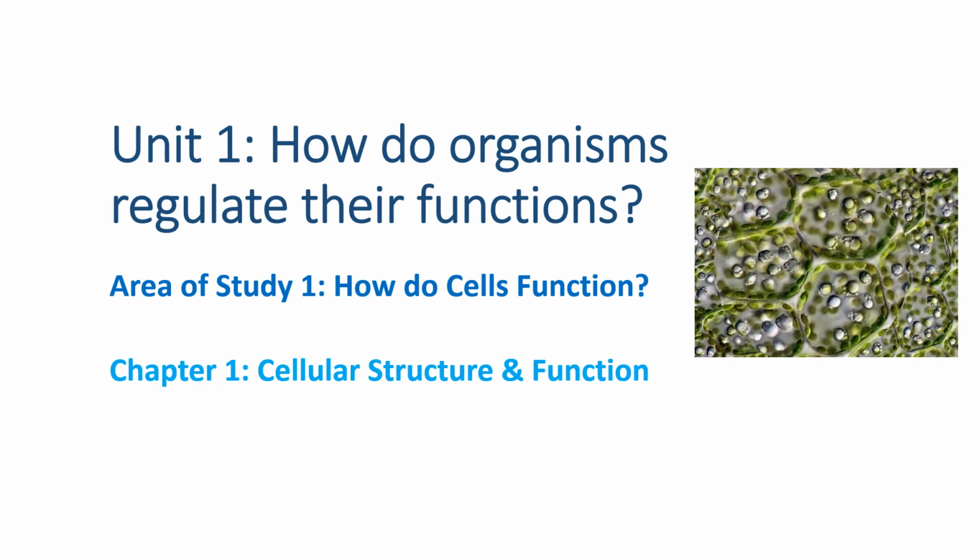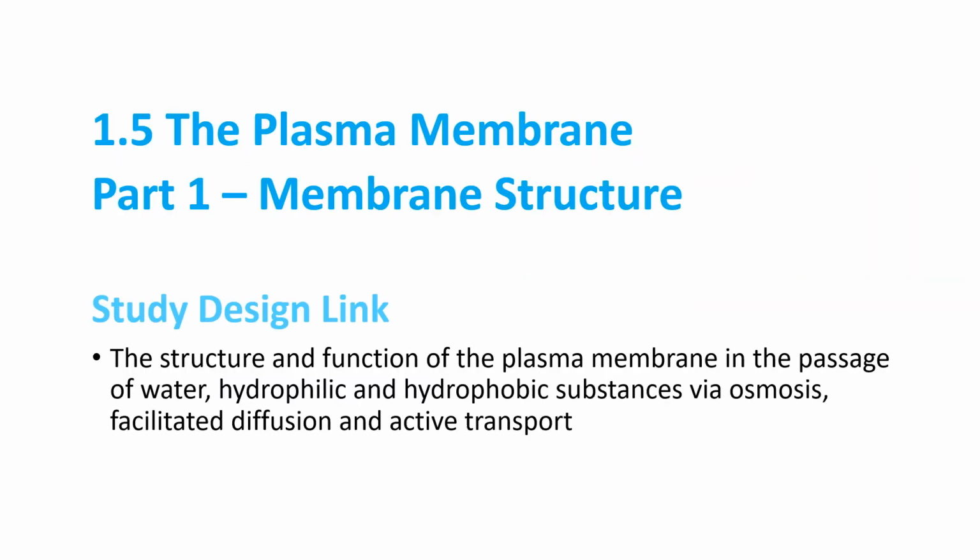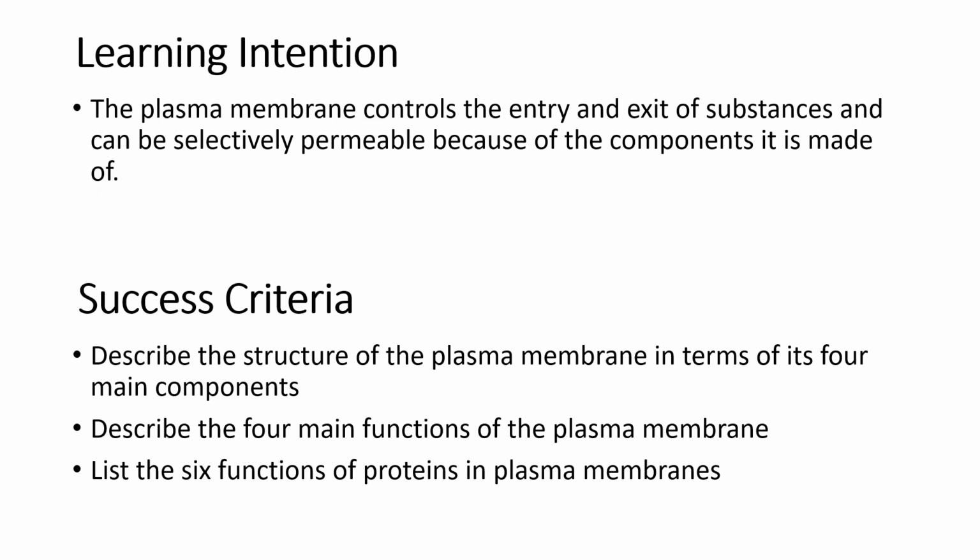Hi biologists, the next section we're learning about is the plasma membrane, which, remember, is the cell membrane that's around every single cell. The key learning intention for this section is the idea that the plasma membrane controls the entry and the exit of substances in and out of the cell, and it's selectively permeable, which means it can let some things through but it can't let other things through.